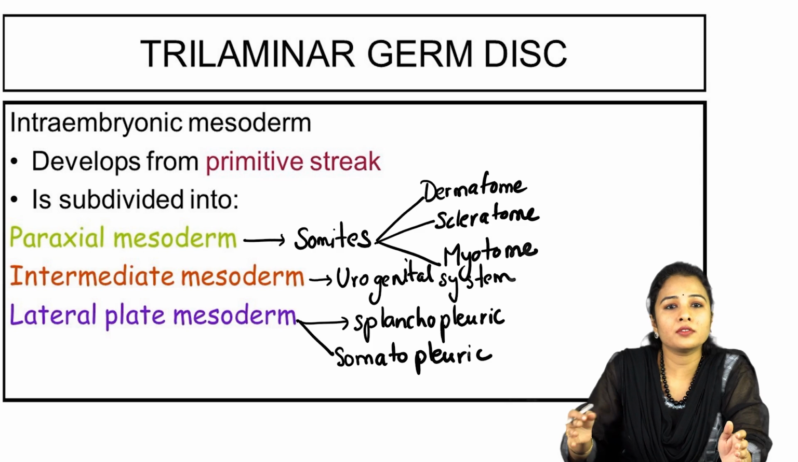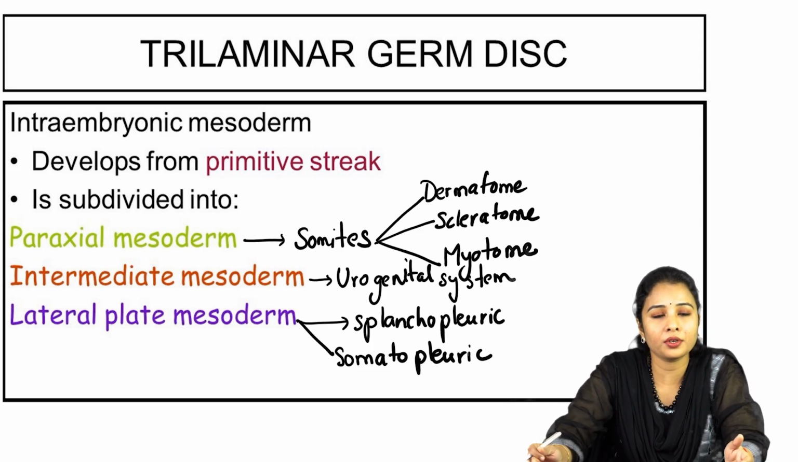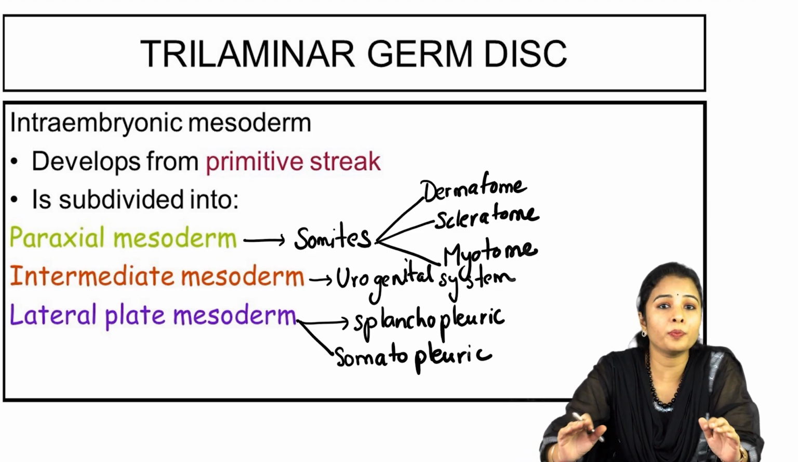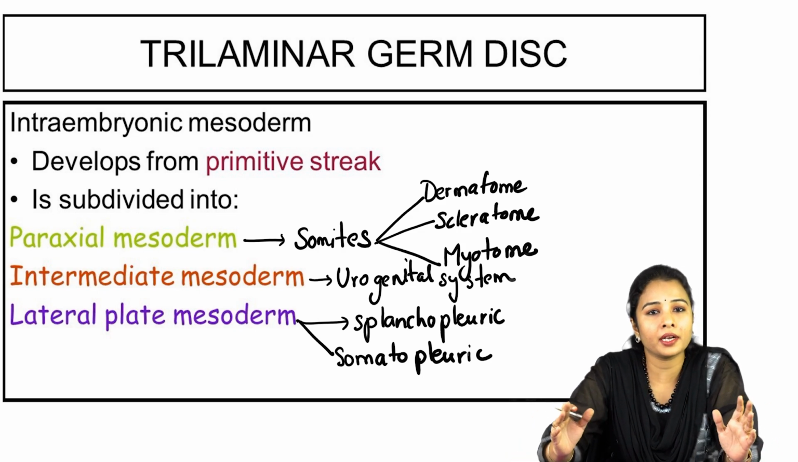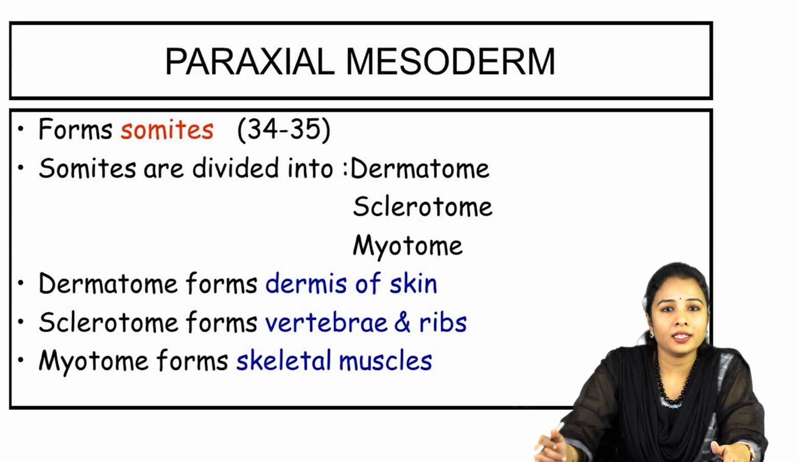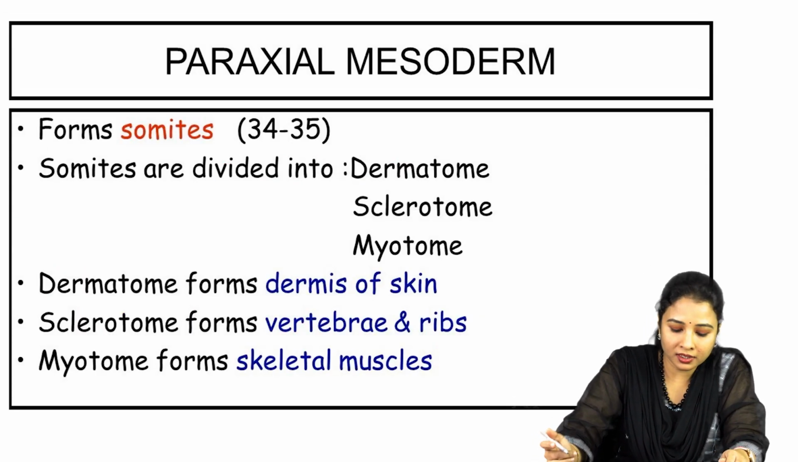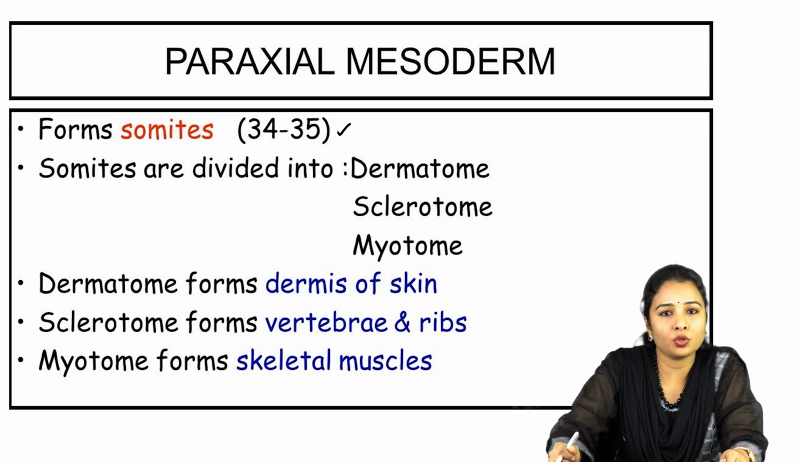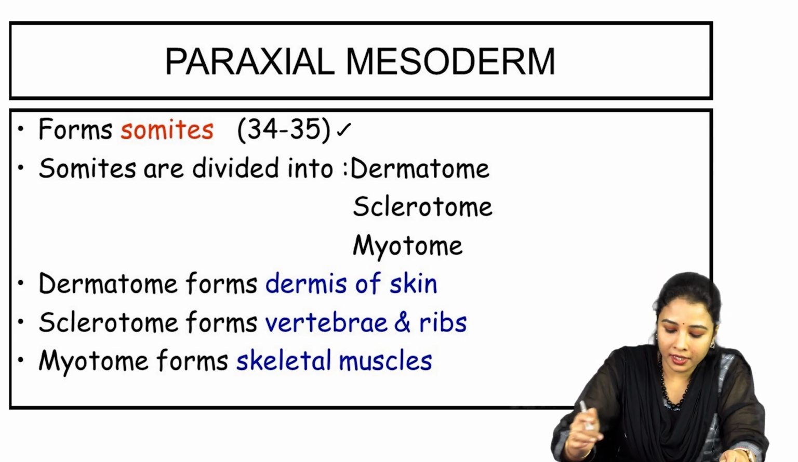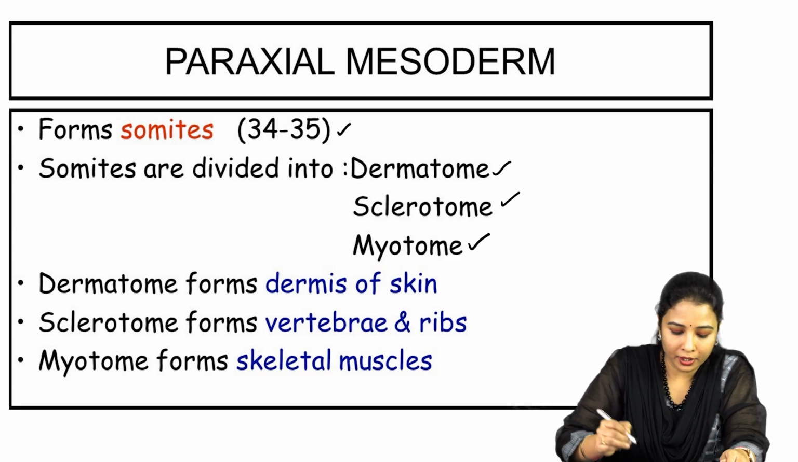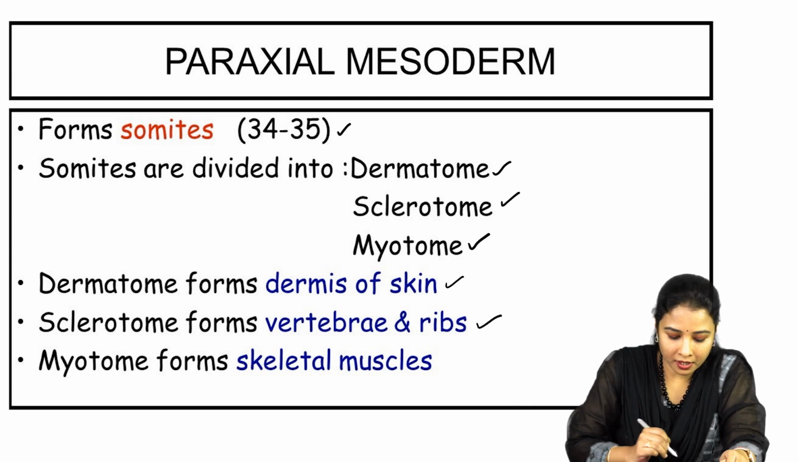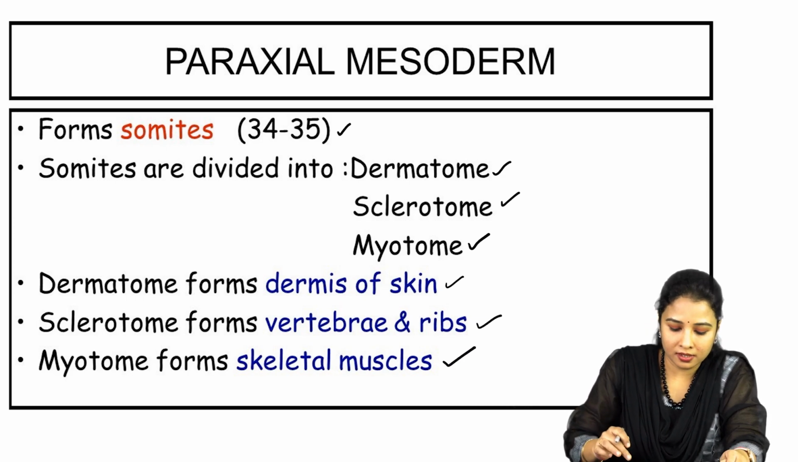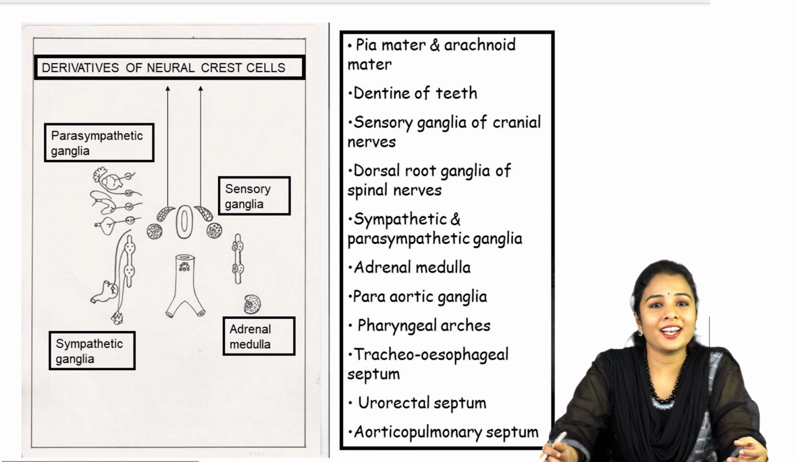Splanchnopleuric gives rise to visceral layers like visceral peritoneum, visceral pericardium and visceral pleura, whereas the somatopleuric gives rise to parietal layers, meaning parietal pericardium, parietal layer of the peritoneum and parietal layer of the pleura and so on. I said paraxial mesoderm gives rise to somites. Around 34 to 35 somites develop, and somites are divided into dermatome, sclerotome and myotome. Dermatome forms the dermis of the skin, sclerotome forms the vertebrae and the ribs, and myotome forms the skeletal muscles. So that was about the trilaminar germ disc.